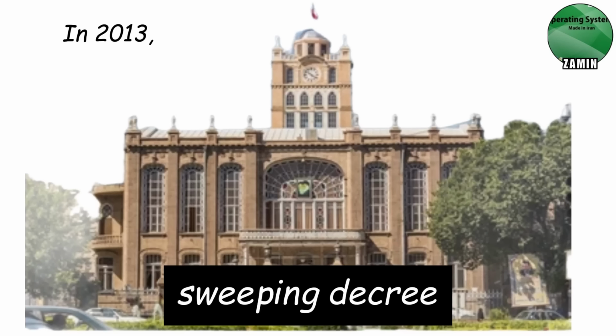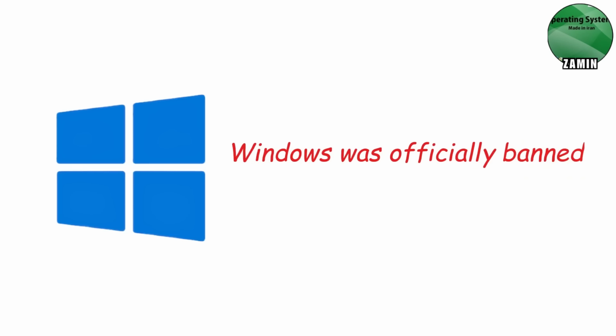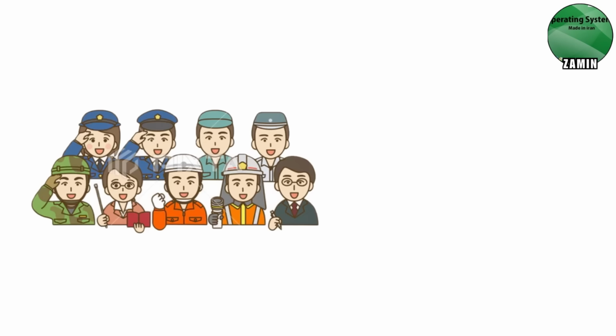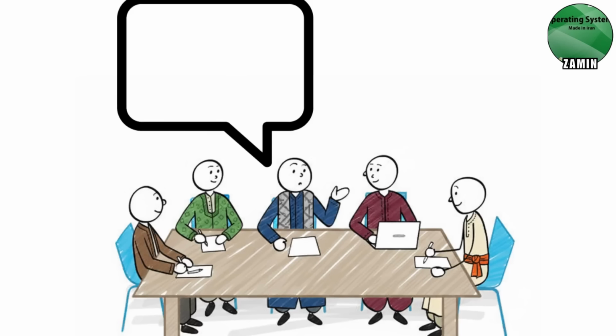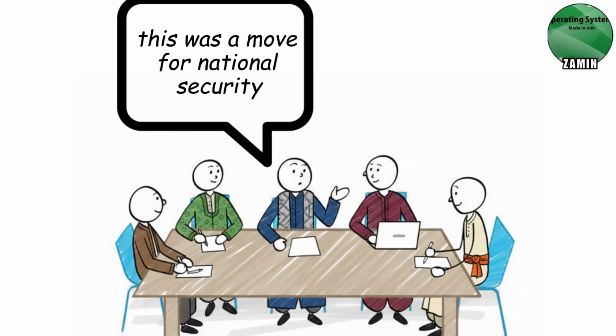In 2013, the Iranian state issued a sweeping decree. Windows was officially banned in all government offices, and every civil servant was ordered to migrate their data to Zamin within 6 months. The government claimed this was a move for national security, but the reality was far more sinister.